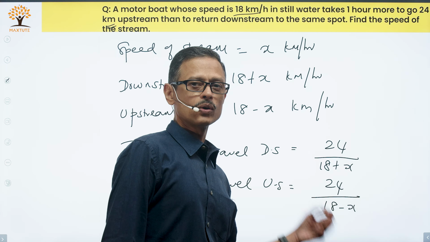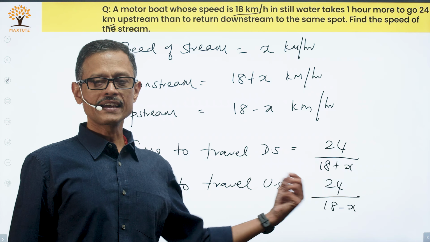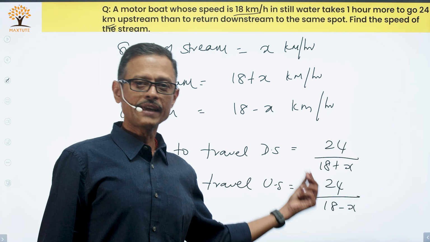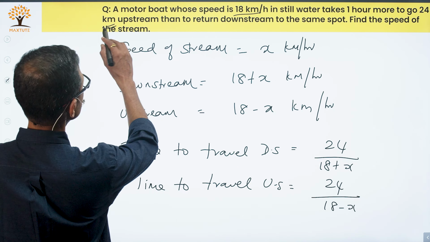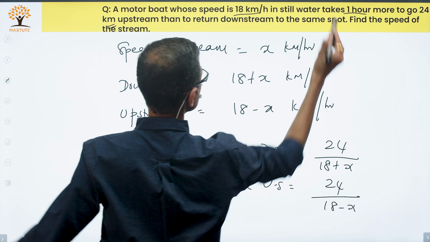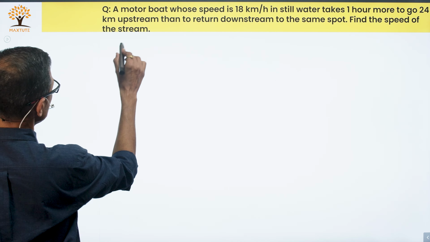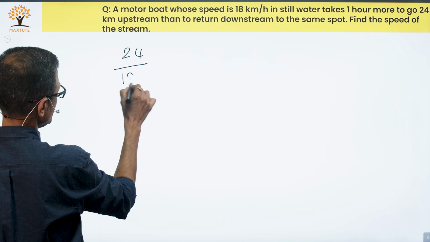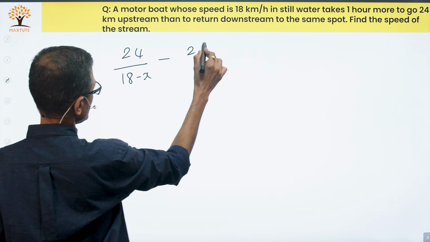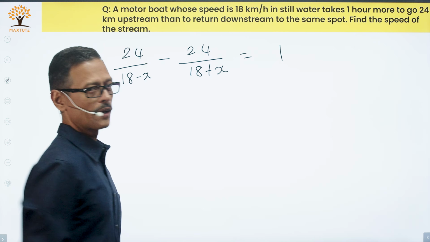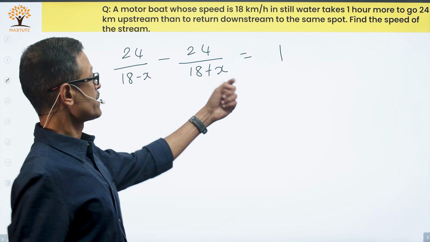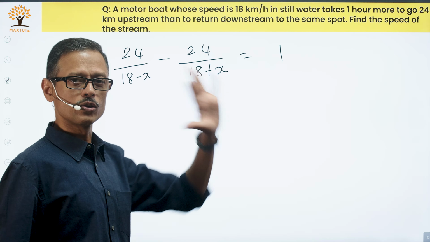It takes 1 more hour. So the extra time taken upstream is 1 more hour. So time taken upstream minus time taken downstream is equal to 1. That's what it says, right? Takes 1 more hour. So time taken upstream is 24 divided by 18 minus x, minus the time taken downstream, 24 by 18 plus x, is equal to 1. What is x? x is the speed of the stream. What do we have to find out? Speed of the stream. So we're on a good track.